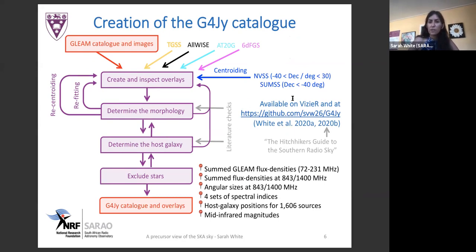Now, this catalog is available on Vizier and this GitHub repository and contains many flux densities and spectral indices. And all the nitty-gritty details are provided in paper 1, whereas paper 2 documents all of the very detailed and time-consuming literature checks that were done to ensure very high quality. I like to refer to that second paper as the Hitchhiker's Guide to the Southern Radio Sky, just because of the wide variety of radio sources that it describes.